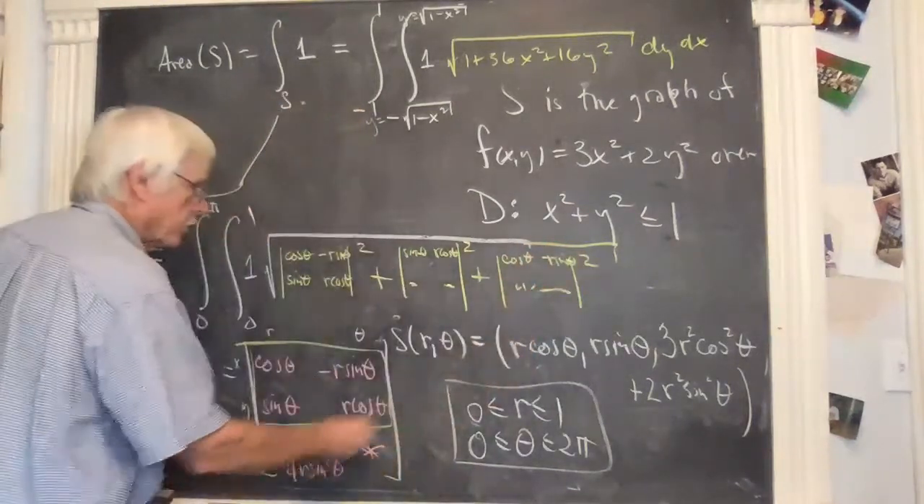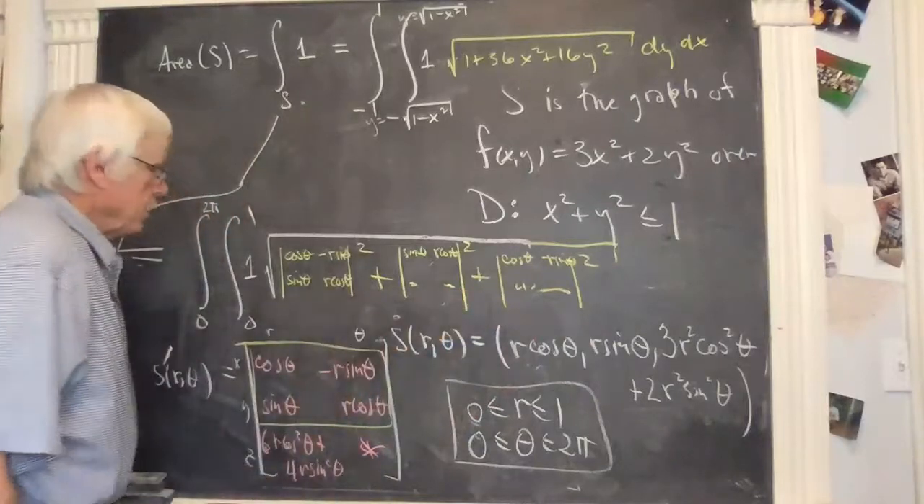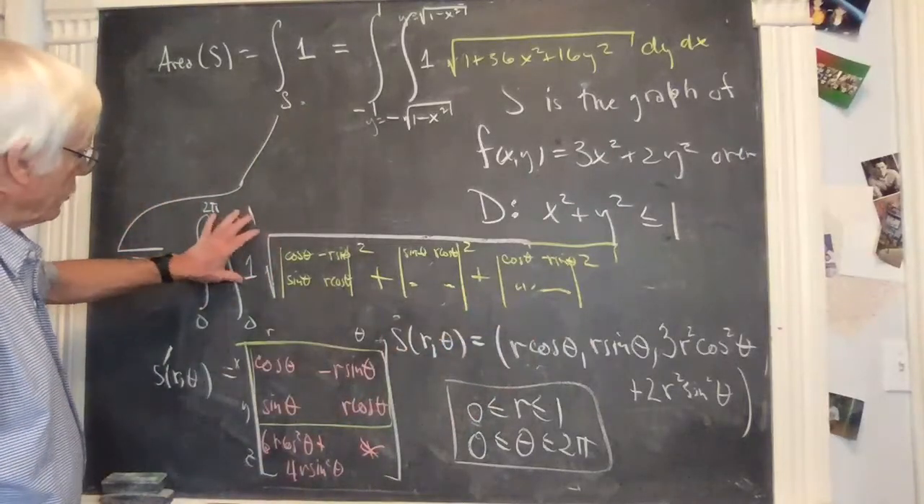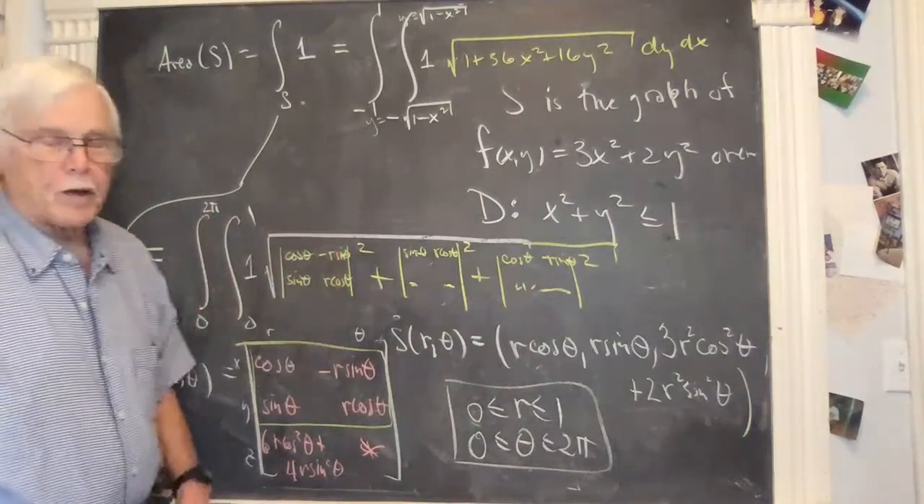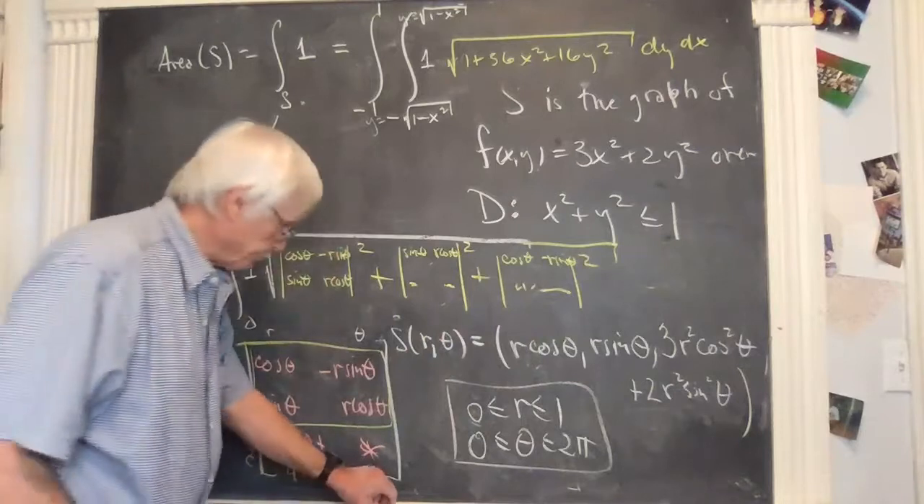And then whatever is here goes here. So the trade-off is that you're integrating over a very nice region, rectangular, a little more to compute when you have the expansion contraction factor.